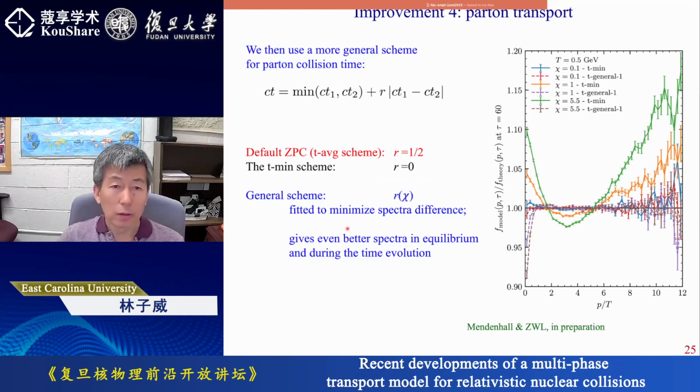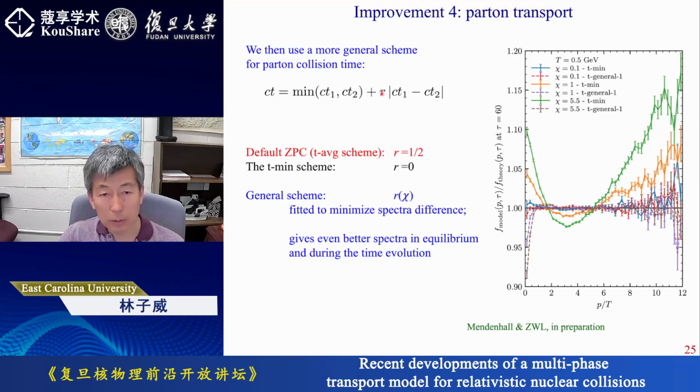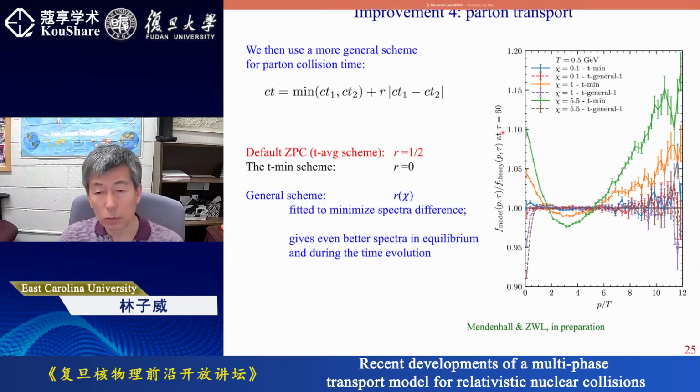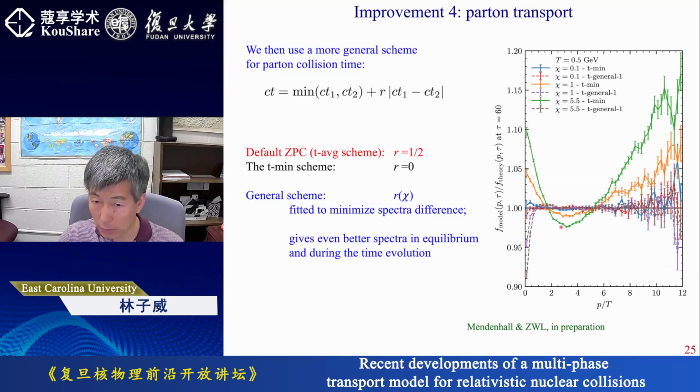Then we can also use a more general scheme. We can make a more general collision scheme by choosing an intermediate collision time, where the T minimum scheme just corresponds to this parameter R being 0, and the default ZPC scheme corresponds to an R value of half. And then we can optimize the R value to minimize the deviation. And due to time, I will be quick. So basically, we see that if you do this general scheme, we can further reduce the spectrum error.